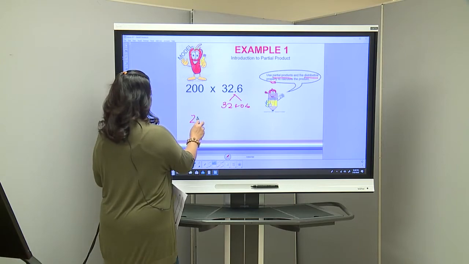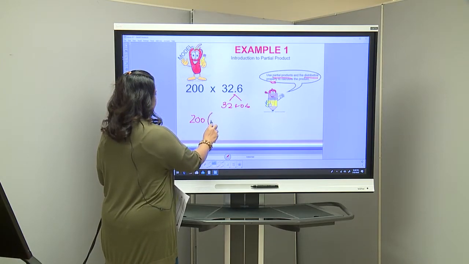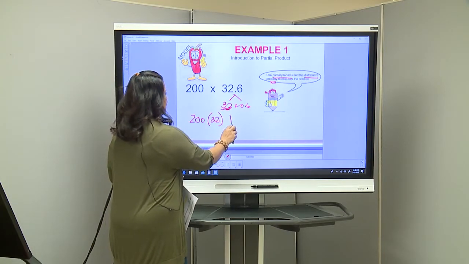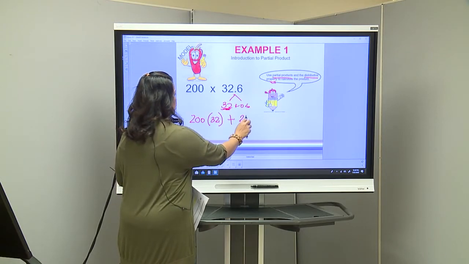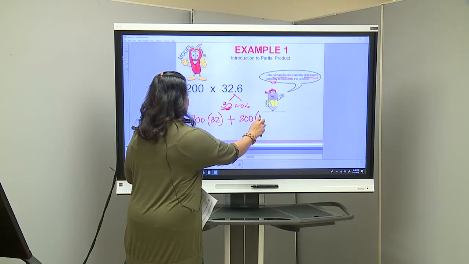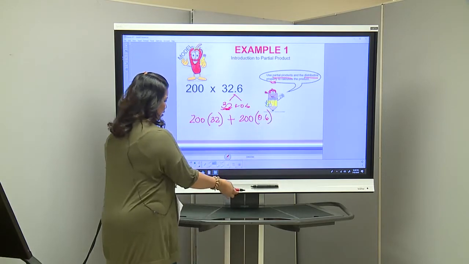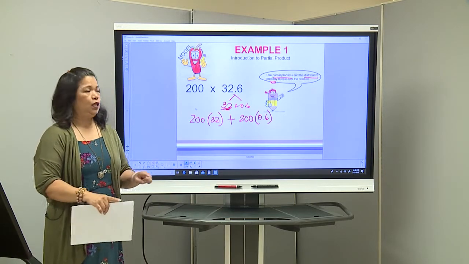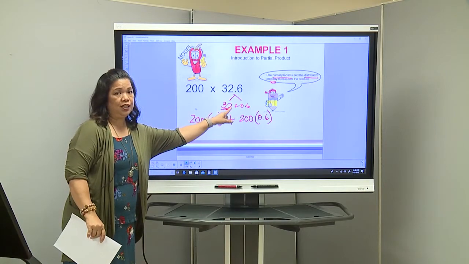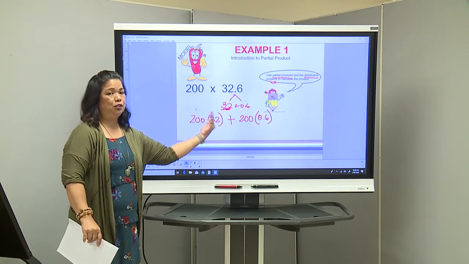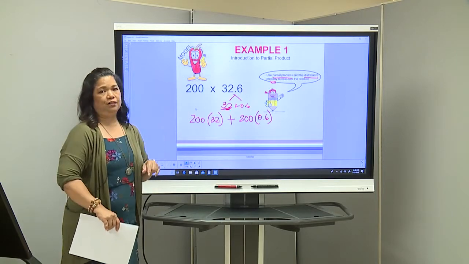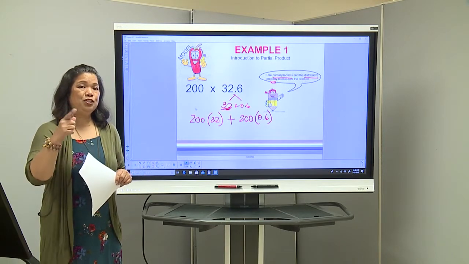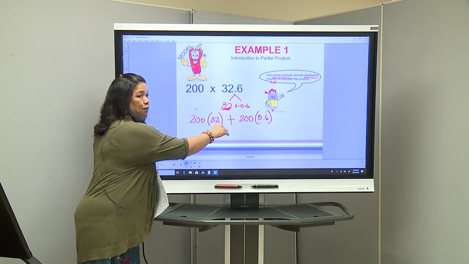So instead of 200 times 32 and 6/10, watch closely. When I decompose this, what does that mean? I have 200 times 32, so I got that part, and then add it to 200 times 6/10. That is what you call the distributive property. You decompose one of your factors and you multiply it one at a time with the other factor. Now, I am going to use mental math in the partial products.